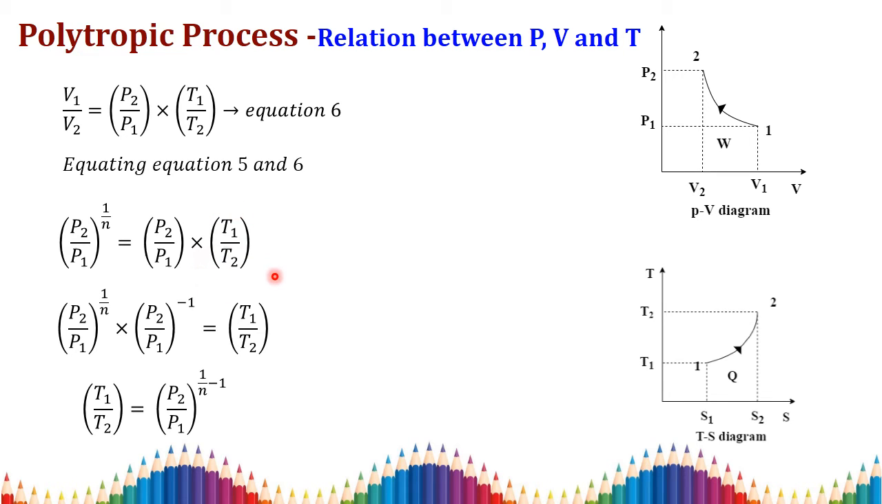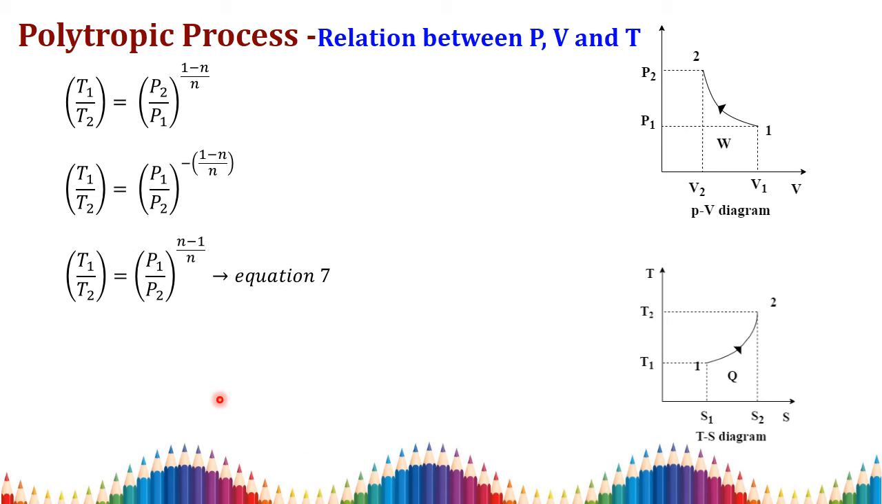So keep the temperature term on one side and the pressure term on the other side. Here you see the base terms are equal, so you can add the powers. So T1 by T2 is equal to P2 by P1 whole to the power of 1 by n minus 1. Taking the LCM, you will get T1 by T2 equal to P2 by P1 whole to the power of 1 minus n by n. Then I am writing the inverse of this term: P2 by P1 can be written as P1 by P2 whole inverse, so a minus sign will be included here. Then multiplying this minus sign into the bracket, you will get T1 by T2 equal to P1 by P2 whole to the power of n minus 1 by n.